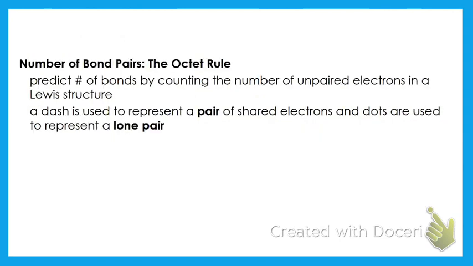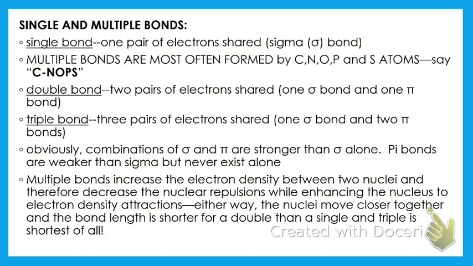How do we draw this? A couple of things we need to remember. First, the octet rule predicts the number of bonds based on the number of unpaired electrons in a Lewis structure. We use a dash to represent a bond, although you can use two dots. And for unshared pairs, we do the lone pairs as a set of dots. Remember that? Single bond, one pair of electrons.